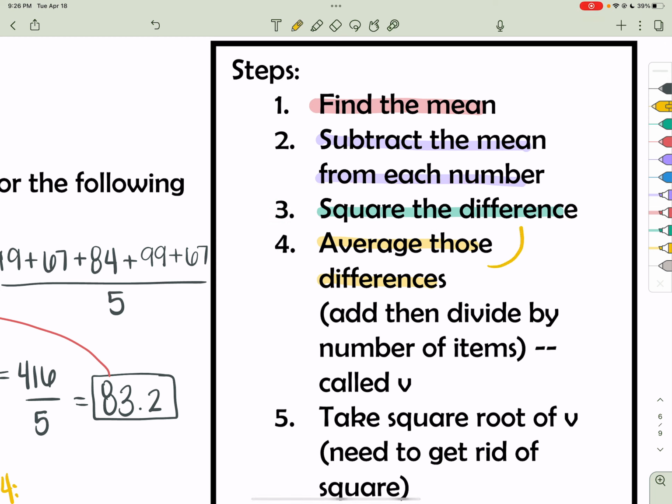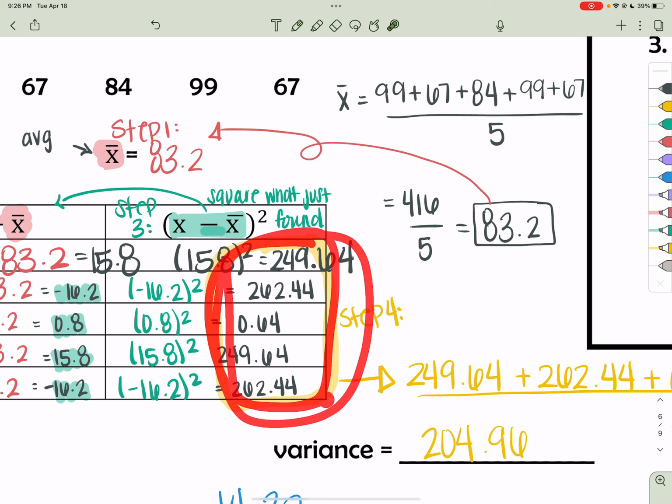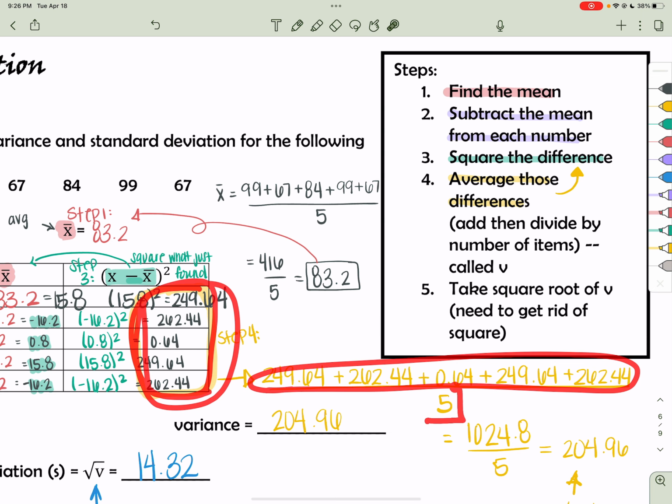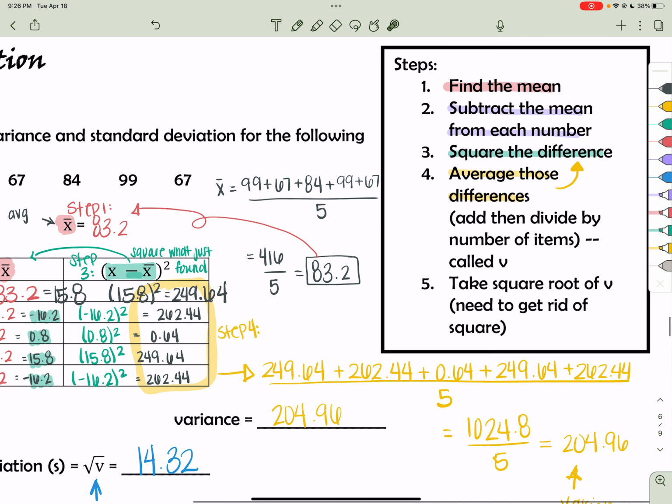So I'm going to take all of these numbers, which I've highlighted yellow, and average them, meaning that I'm going to add them all up and divide by the number, in this case, 5. Once I do that, I get a variance of 204.96. Okay, so that's to here.